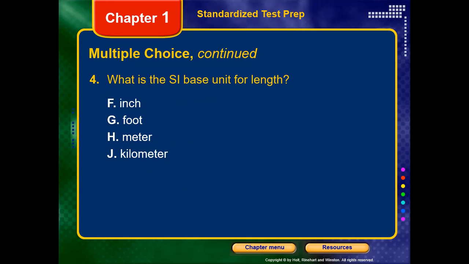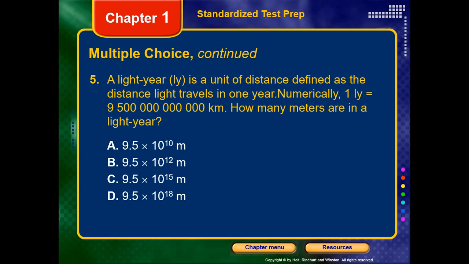What is the SI base unit for length? Of course, meter. A light year, Ly, is a unit of distance defined as the distance light travels in 1 year. Numerically, 1 light year equals this number. How many meters are in a light year? Of course, this is in kilometers.